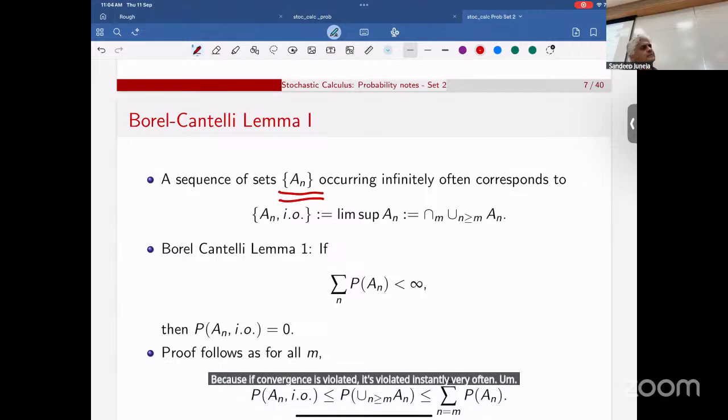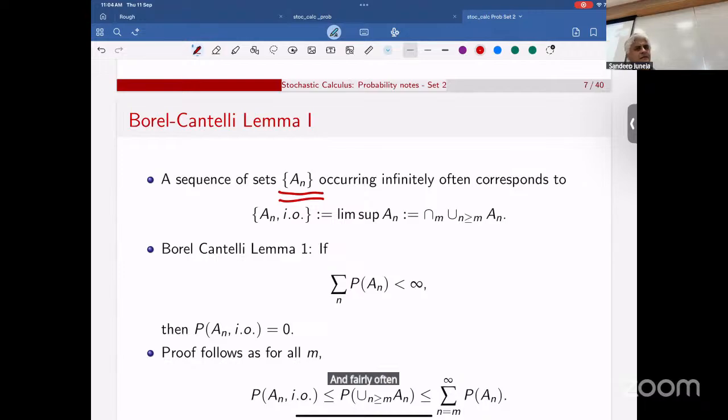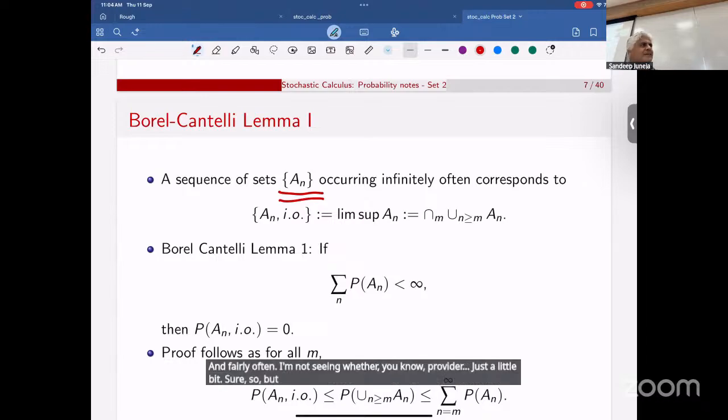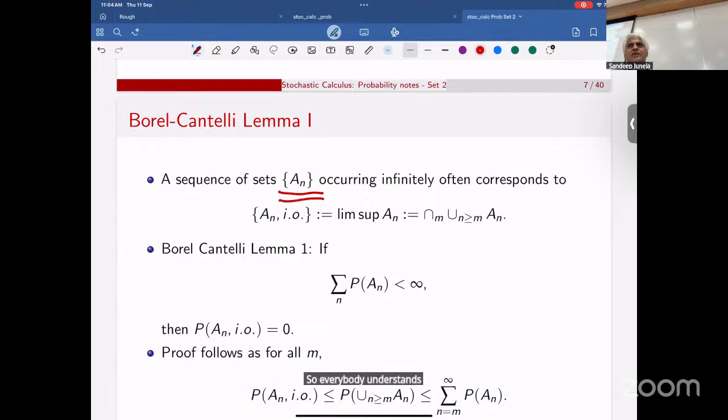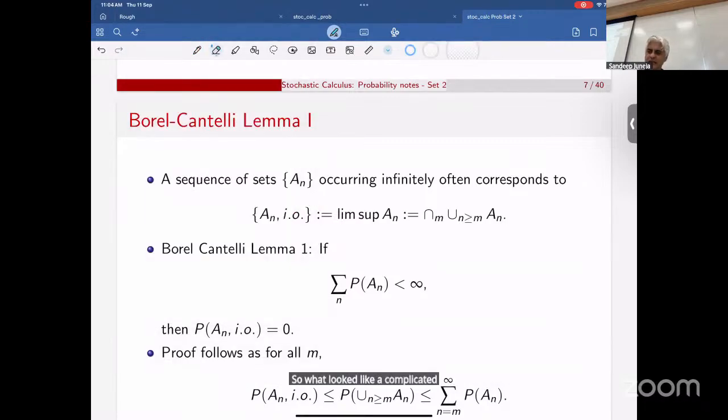So what does the IO stand for? Infinitely often. And I was going to ask, why does this correspond to limsup? Sure, but I've not come to that yet. I just want you to get the definition first. So everybody understands A_n infinitely often, right? And now the point is this: what looked like a complicated object is actually not so complicated. It's exactly this quantity right here.